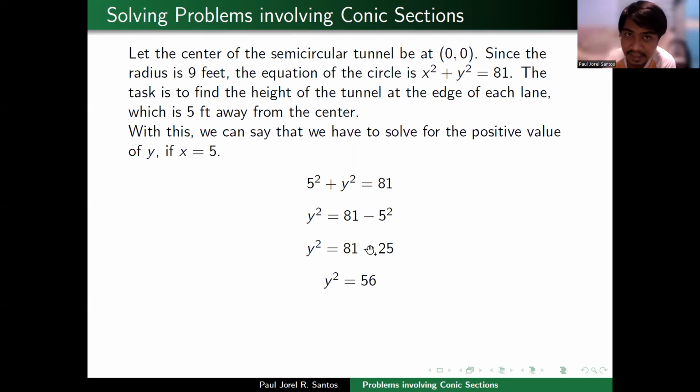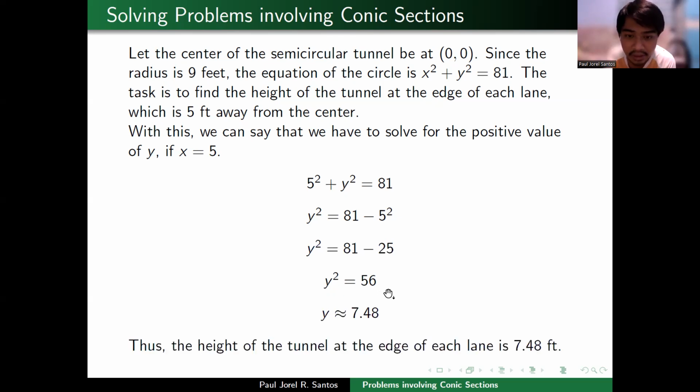Y squared is 56, but we are asked for the value of y. To do that, we need a calculator to determine the value of y. That will be the square root of 56, which is approximately equal to 7.48. For our conclusion, thus the height of the tunnel at the edge of each lane is 7.48 feet. Okay, now let us have the second example.